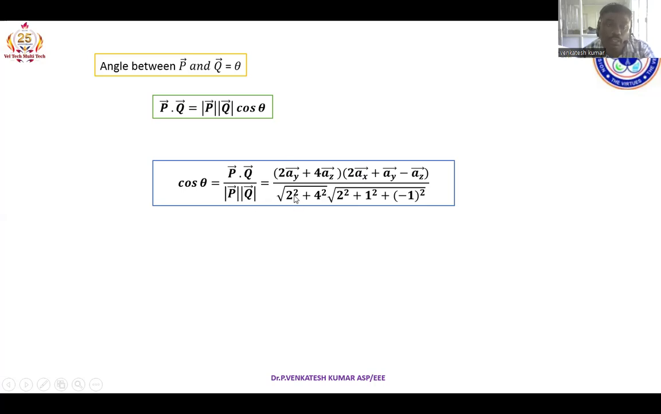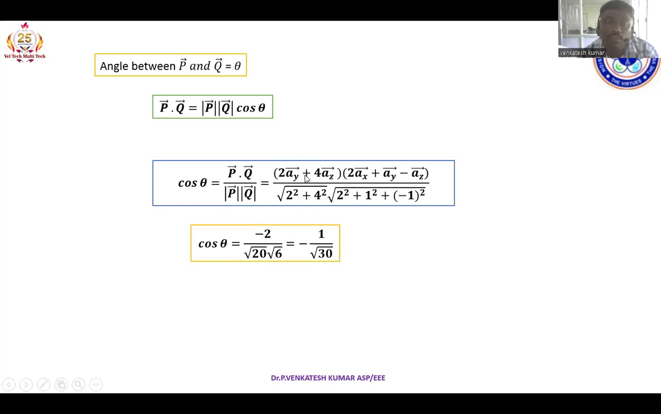So the magnitude of P vector is the square root of 2 square plus 4 square. For Q it is 2 square plus 1 square plus minus 1 square. Okay, cos theta is equal to. If we simplify, in the dot product of P and Q, here x is there, here x is not there, so 0. Here y is there, here 2. Here 4 is there, my az is there, so 2 minus 4, so minus 2.